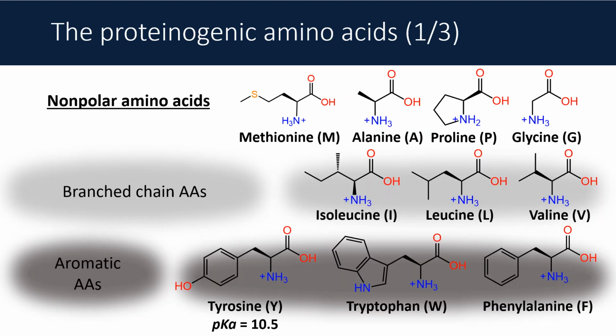On to the main event, the proteinogenic amino acids. My goal is not to describe them individually. You will be memorizing their structures, names, pKa's, and single letter codes outside of class. Instead, right now, we'll be highlighting the general trends and properties. As I said before, there are 20 proteinogenic amino acids, 10 of which, half of them, are classified as nonpolar.